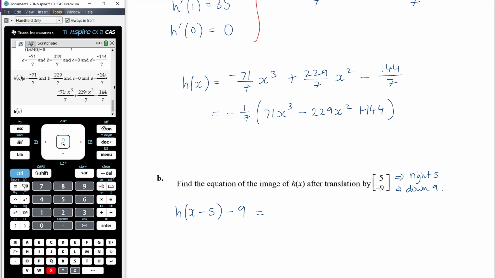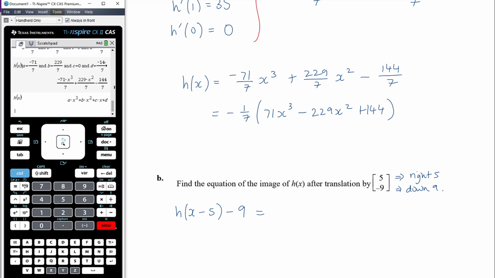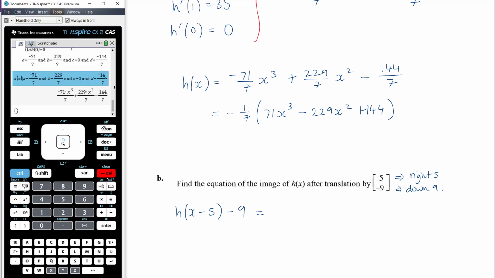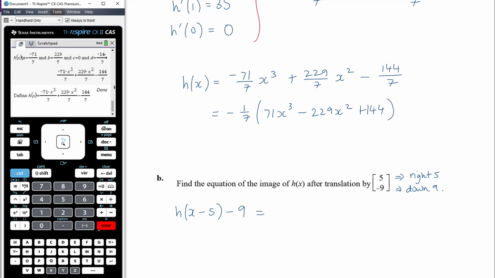So again, let me just verify that. If I type h of x now, sorry, so it hasn't actually defined it. So now I'm going to redefine it. So now I'm going to go menu 1, and I'm going to redefine h of x as being equal to this. Okay, so h of x given that, and just copy down your answer line to sub the numbers in, and then now define that as being h of x, which now makes it very easy to work out what h of x minus 5 minus 9 is.